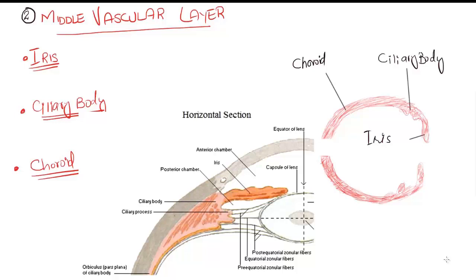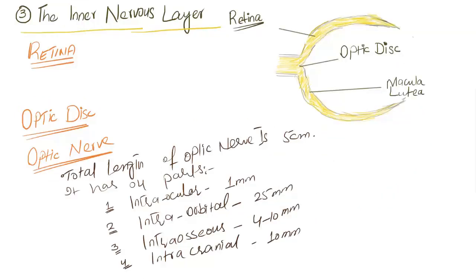It is situated between sclera and retina, and it extends from ora serrata up to the aperture of the optic nerve in sclera. Number 3 is the inner or nervous tissue layer. Retina is composed of 10 layers of nerve cells and nerve fibers lying on a pigmented epithelial layer. Actually, the retina is composed of 2 layers. Number 1 is the outer pigmented layer of the retina, and second is the inner neuronal or nervous layer.